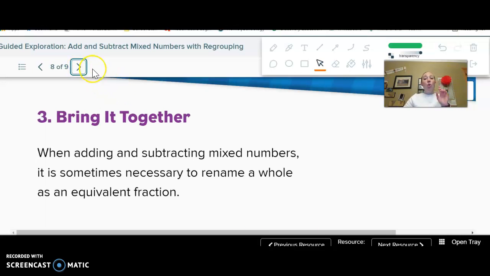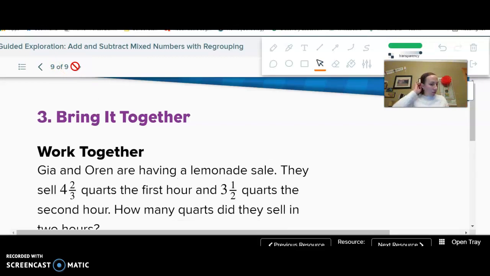Okay, so I should say this is where you could change them into improper fractions. If you like changing into improper, then find a common denominator, then change it back. Then you don't have to worry about regrouping. If you'd rather do improper, that is fine. All right.